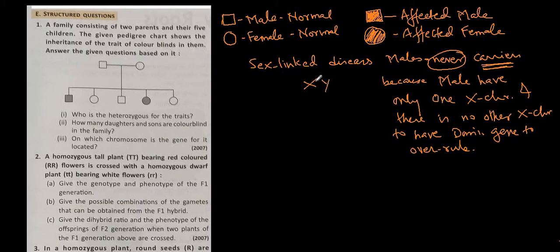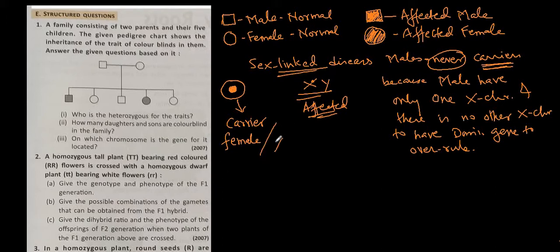Males are having XY. If the gene of the sex-linked disease is located on the X chromosome, then the male will be affected. So this is the thing that you have to be very particular about. Females can be carriers. If females are carriers, they are written with a dot in the center, which is considered to be a carrier female.